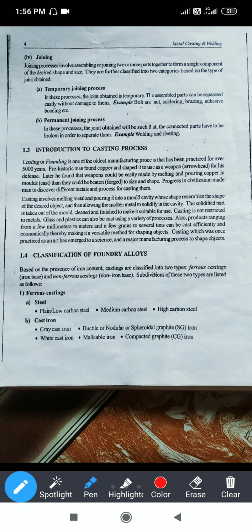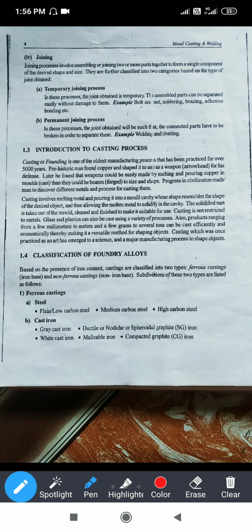Okay, so in welding and rivets, by this method, if you join two parts, you cannot separate them. You have to break both the parts to separate them from each other. So this is how a permanent joint is done. This is the fourth category of the manufacturing process, that is joining.